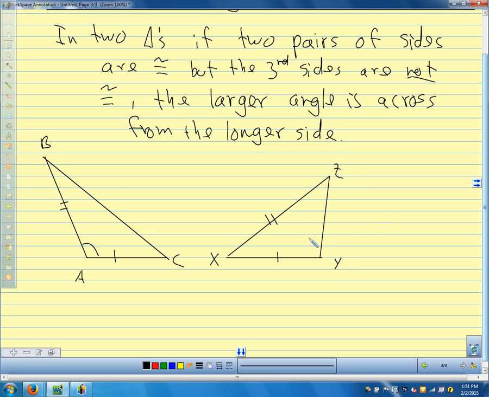If this side is bigger, if BC is larger than YZ, then measure of angle A is bigger than measure of angle X. This side is bigger, so that angle has to be bigger. This side is smaller, so that angle has to be smaller. That's all we're saying.